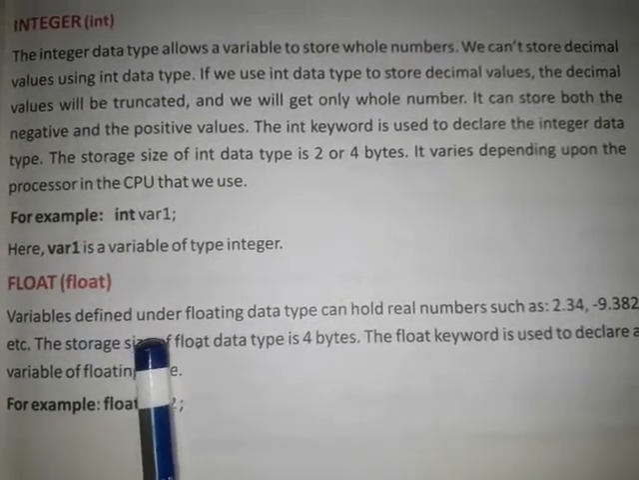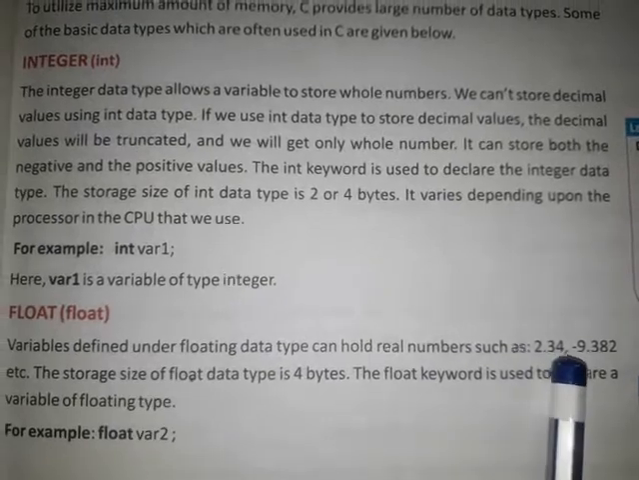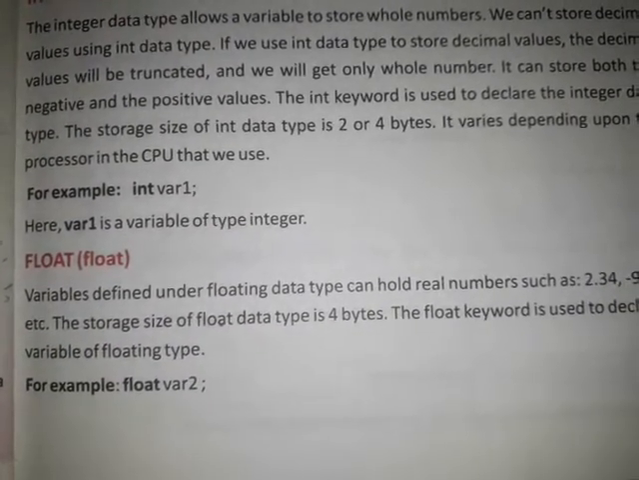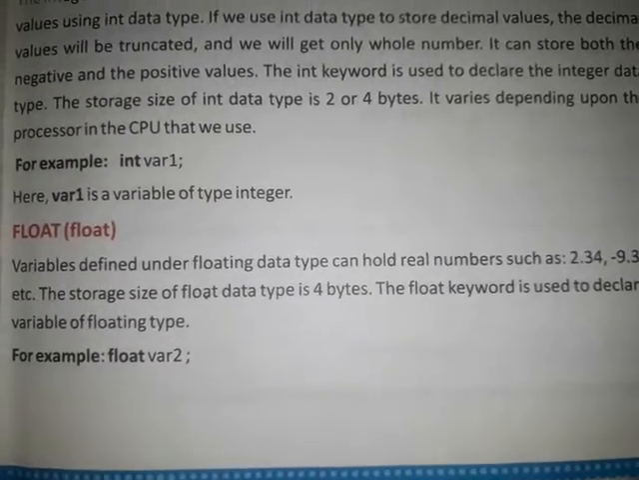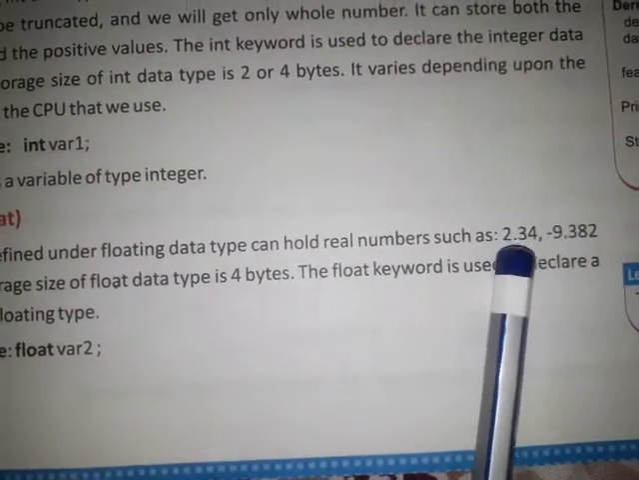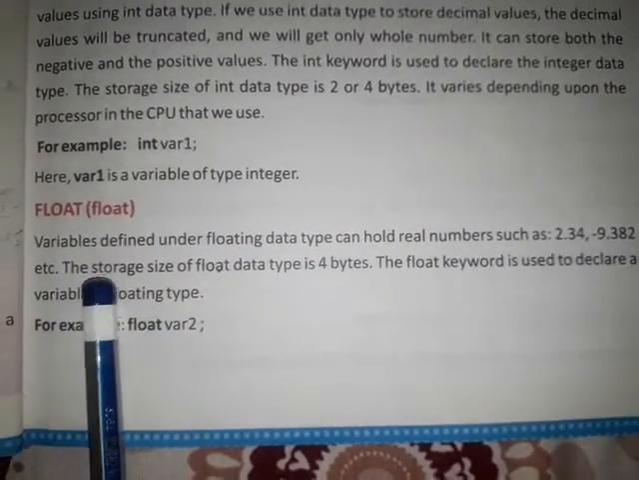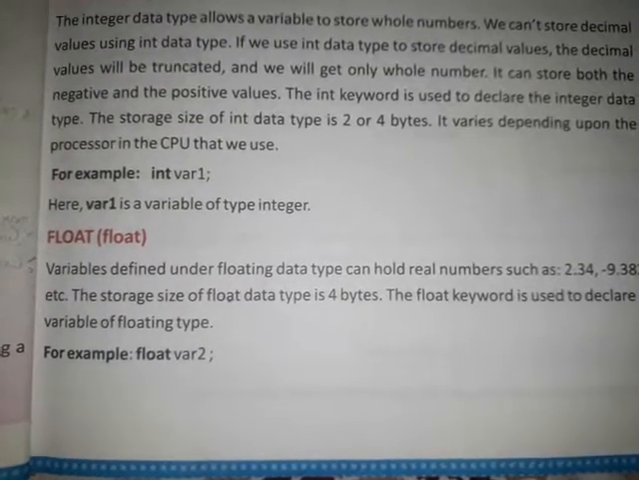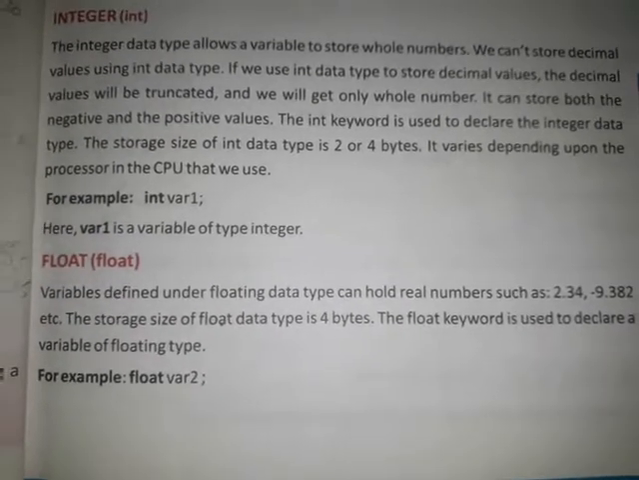Variables defined under the floating data type can hold real numbers such as 2.34, minus 9.382, etc. So this float data type can store values with a decimal part also. The examples are given here, 2.34 and minus 9.382. These are called floating point numbers. The storage size of the float data type is 4 bytes. The capability to store a float variable is 4 bytes.